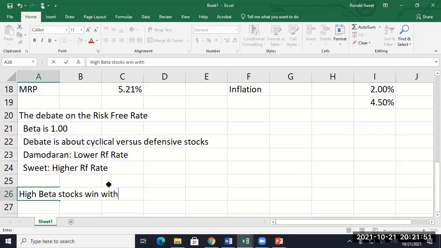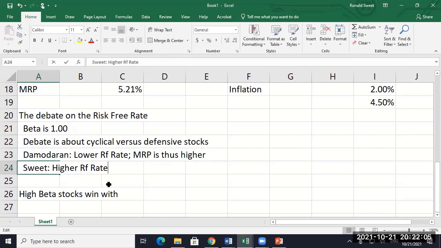Let's think about it this way. If he has a lower risk-free rate, what is his market risk premium? Higher. Here, my market risk premium is less. So if you have a high beta stock, what do you want? You'd want a lower market risk premium. So high beta stocks are going to get higher valuations in my approach and lower valuations in his. So that's the only time it matters.